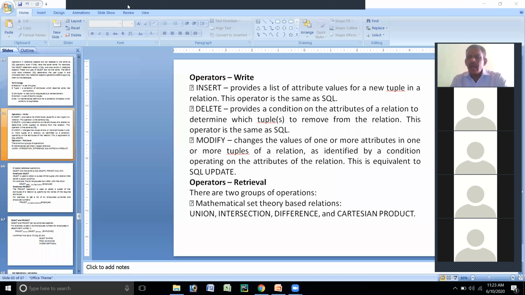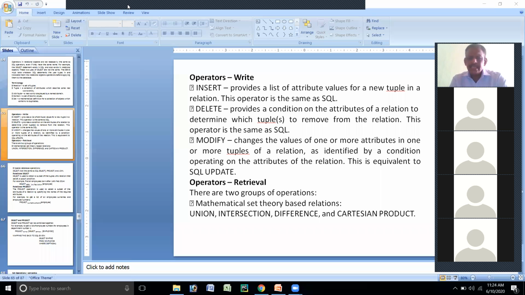Either you can make changes in one tuple or more than one tuple of a relation. Correct? This can be identified by a condition operating on the attributes of a relation. Based on the condition of a particular attribute, you can make the changes into the tuples of a relation.